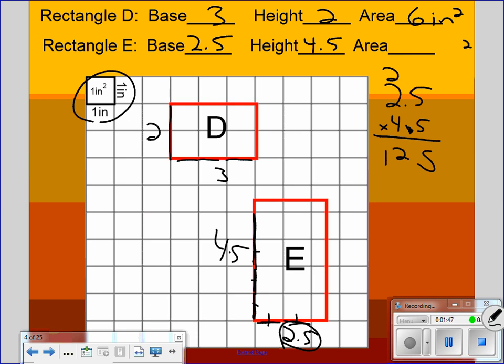Go ahead and do a place value holder here. 4 times 5 is 20. 4 times 2 is 8. Plus 2 is 10. I'm going to go ahead and add these up. 5, 2, 1, 1. One number after the decimal, another number after the decimal, so I'll move this twice. 11.25 inches squared.